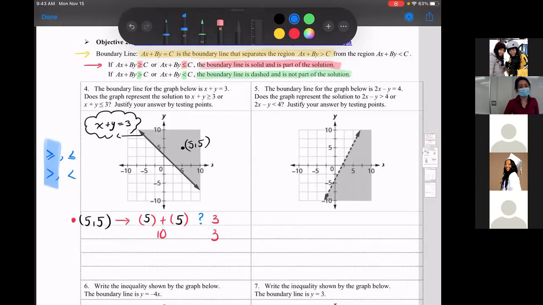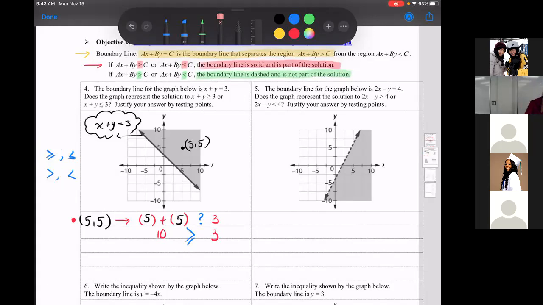Good, Emma. Why did Emma choose greater than or equal to? Because what line is this? It's a solid line. What does it say? A solid line is going to be greater than or equal to or less than or equal to. And in this case, it's going to be greater than or equal to. You have to watch out for the line. If it's solid, you need to include the equality there.